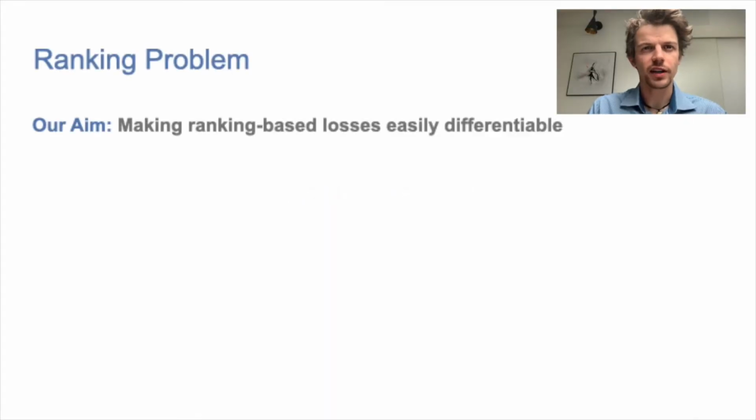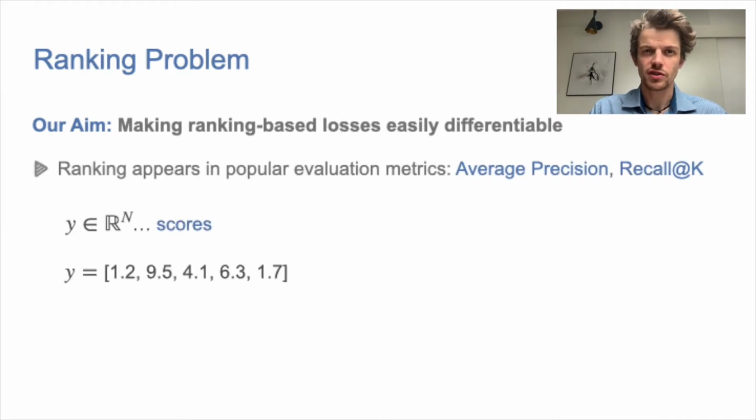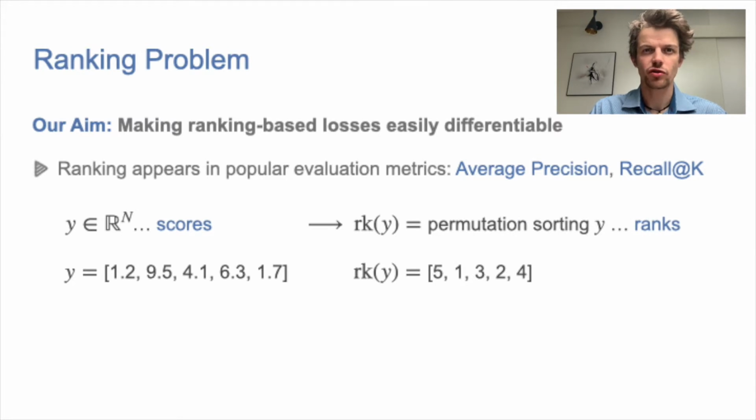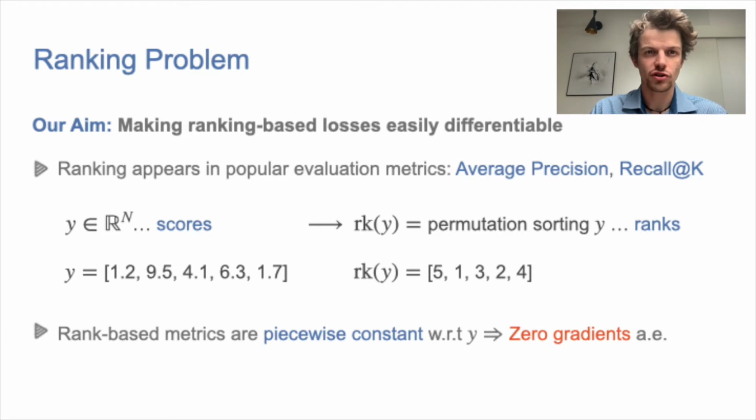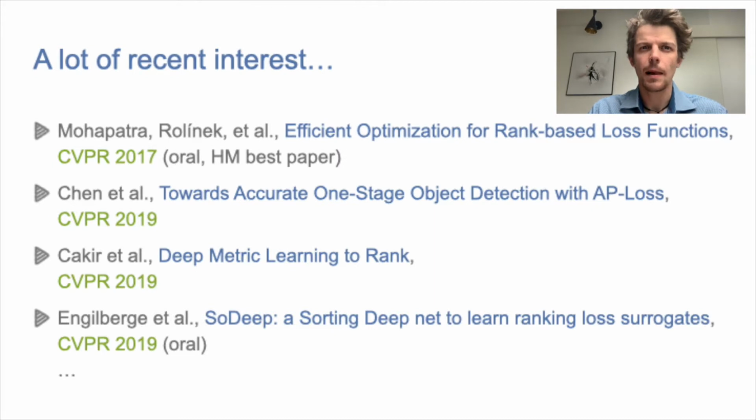Our aim is to directly optimize popular ranking-based metrics. Given a vector of scores, its rank is a permutation that sorts scores in descending order. Clearly, small changes in scores do not always imply the change of their ranks. Therefore, any metric that depends on ranks is, in fact, a piecewise constant function of the scores. Consequently, the gradient is zero almost everywhere, which does not allow for direct optimization. This topic has been very active lately, but proposed solutions haven't become practical.